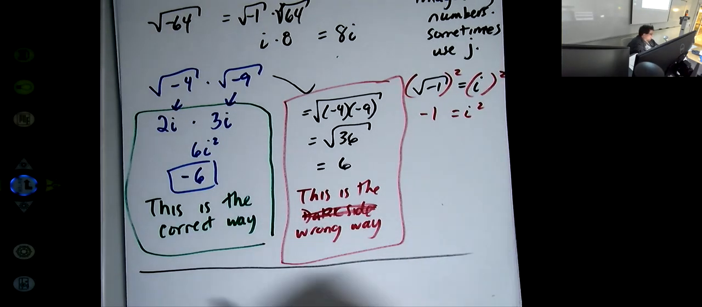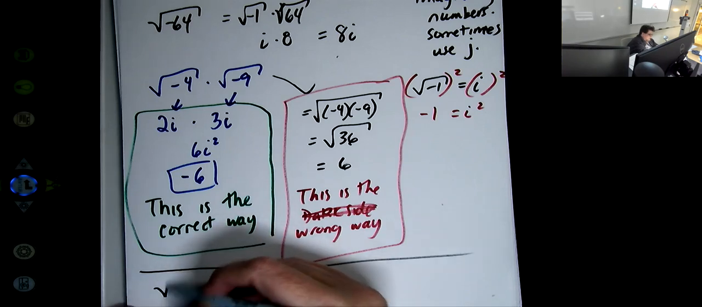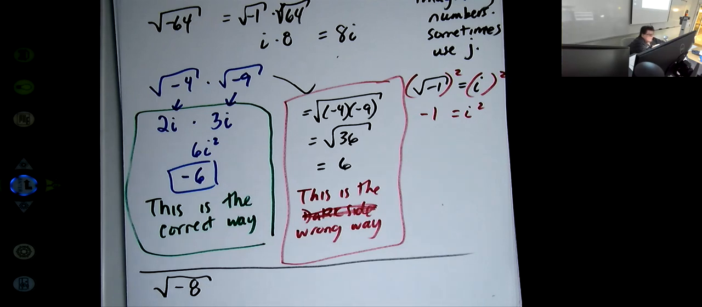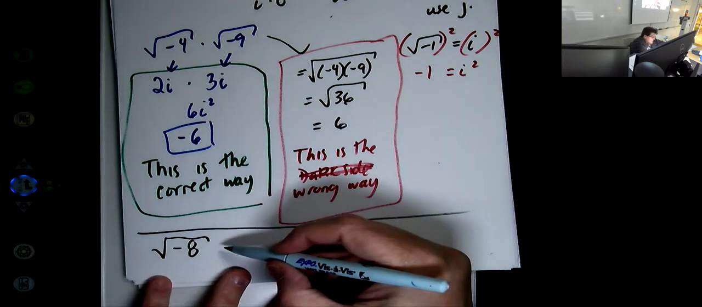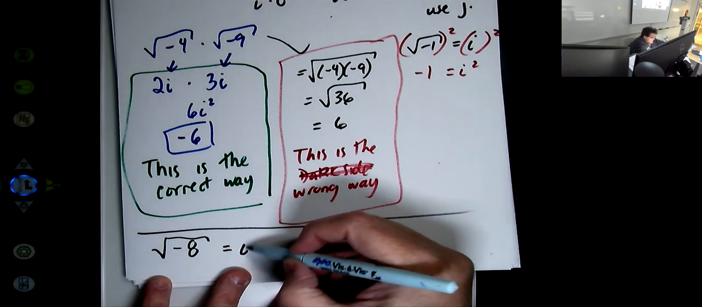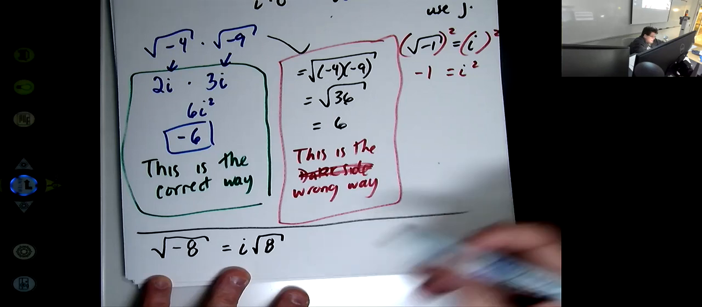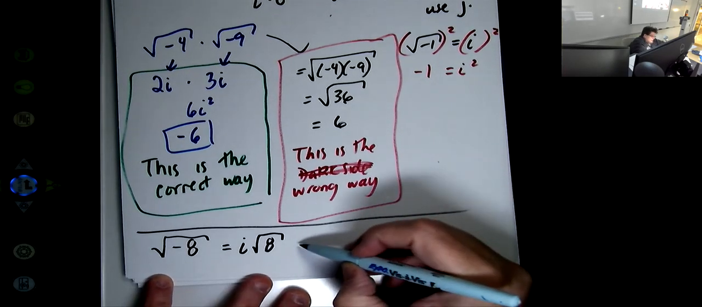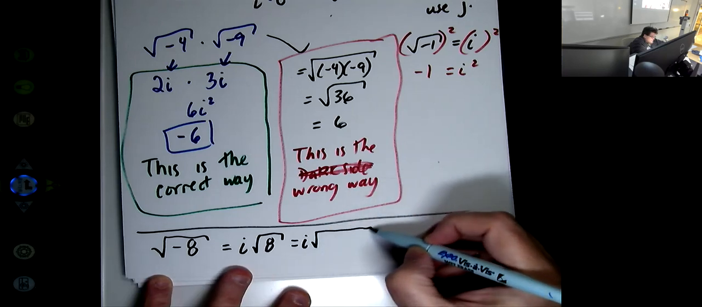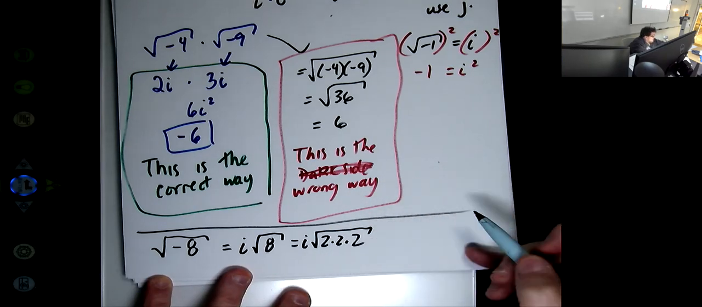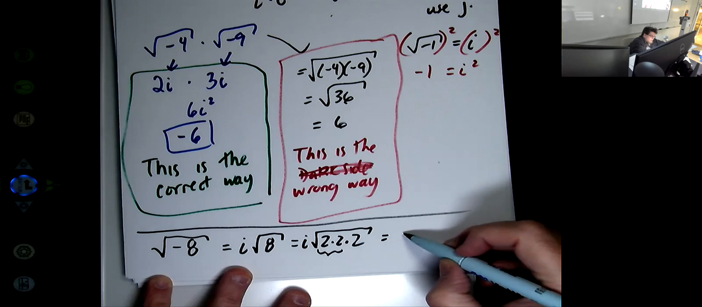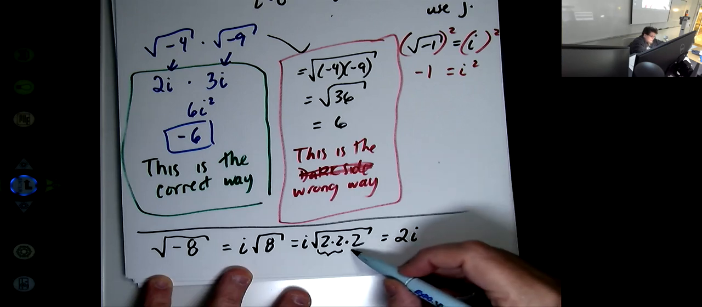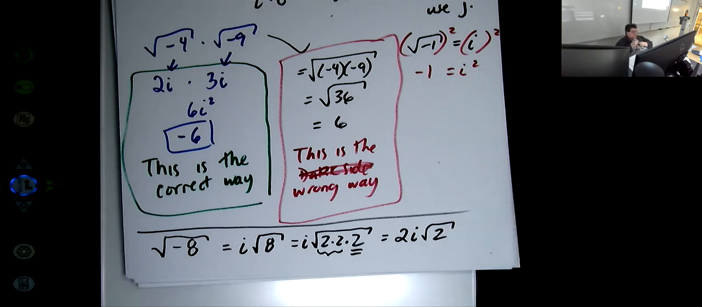I can fit in a tiny one right here. Square root of -8. The negative part comes out and it's i times the square root of 8. And the question is, what is the square root of 8? We've got i times the square root of 2 times 2 times 2. So I've got 3 2s. I can take 2 of them out and put a 2 out front times the i, and it leaves that one left. So this would be 2i times the square root of 2.